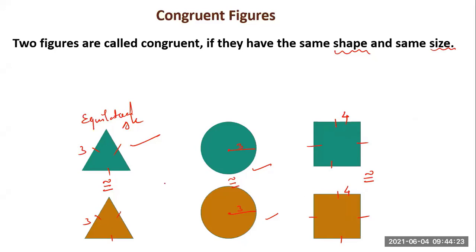So these are all congruent figures. Examples of congruent figures are an equilateral triangle with the same side, a circle with the same radius, and a square with equal sides. Next we'll check what similar figures are.